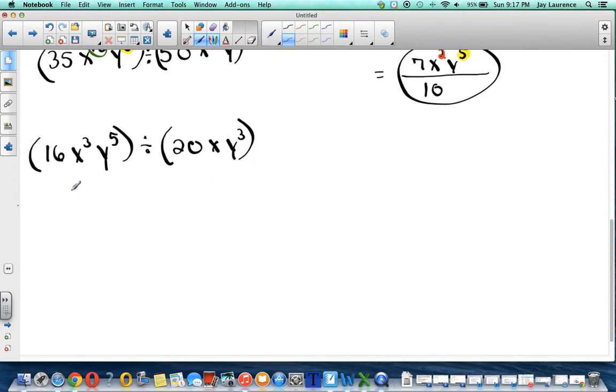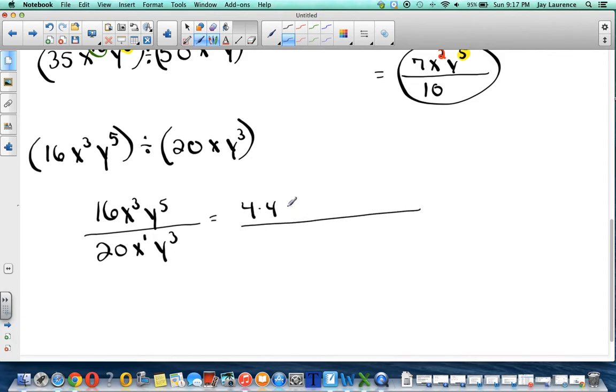And then we're going to wrap this video up. I'm going to have a 16x cubed y to the 5th. I'm going to put that over a 20x to the 1st y cubed. Think about 16 as 4 times 4. I'm going to think about x cubed as x to the 1st times x squared. y to the 5th I'm going to think about as a y cubed times a y squared. All right, the denominator, 4 times 5 is the same as 20. There's an x to the 1st, and there's also a y cubed.